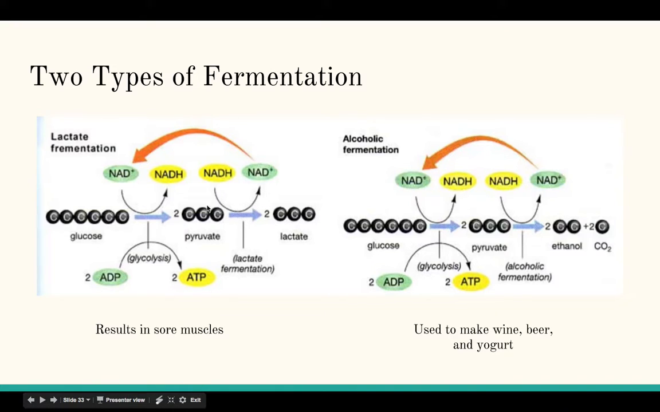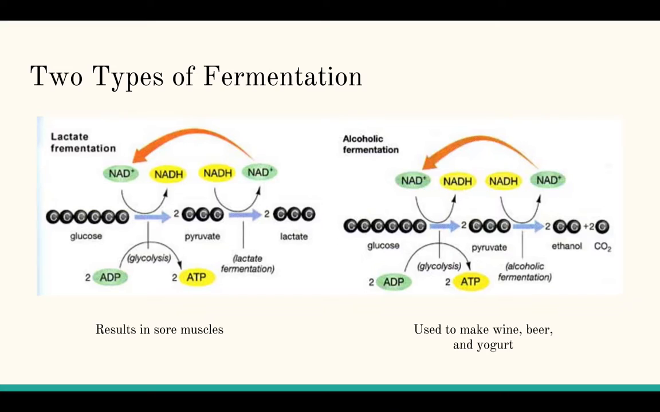So lactate fermentation is what causes lactic acid buildup in your muscles. It makes your muscles sore. So let's say you've just run the mile for your presidential fitness test in PE class, and your muscles start to get really sore. That's because there wasn't quite enough oxygen getting to those muscles, and so lactic acid started to build up. Glycolysis continued, but there was no oxygen, so we couldn't make ATP through cellular respiration. So glycolysis just started making lactate or lactic acid.